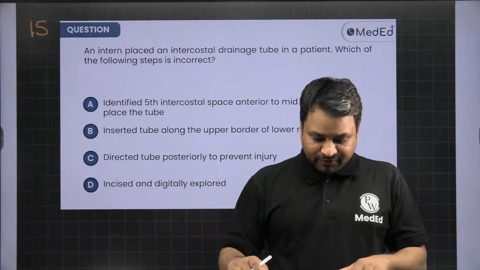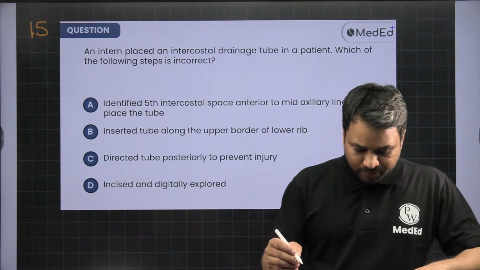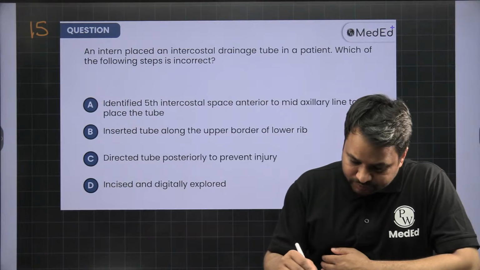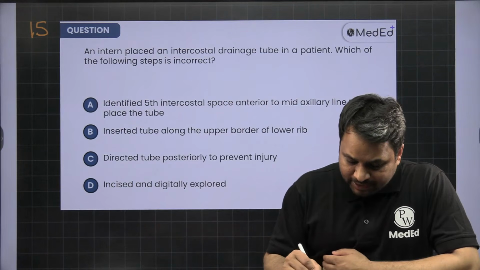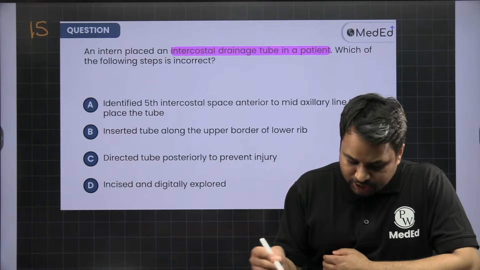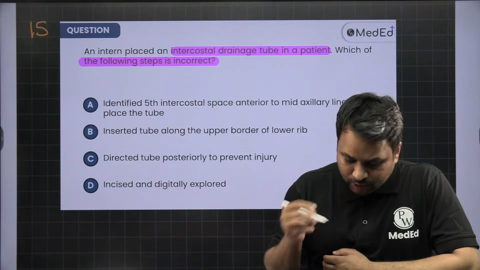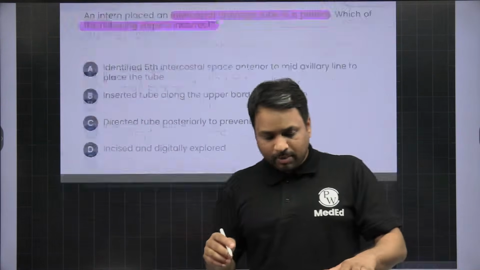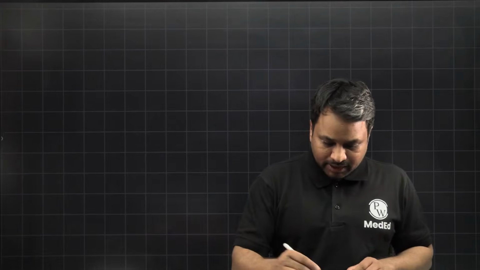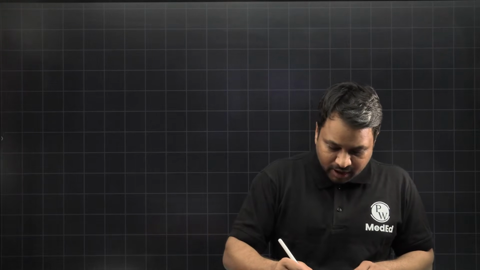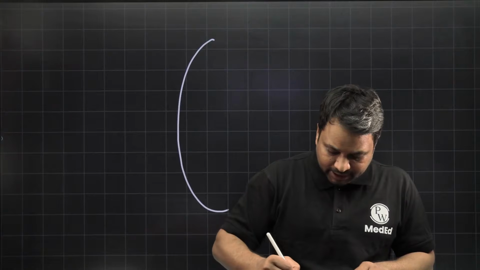Going to question number 15. Now, in question number 15, what do you have? Question number 15 says an intern placed an intercostal drain in the patient. Which of the following steps is going to be incorrect? Now, when you talk about the intercostal drain, let's quickly talk about their objective. Let's say this is the lateral surface.